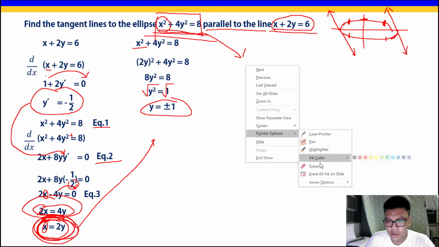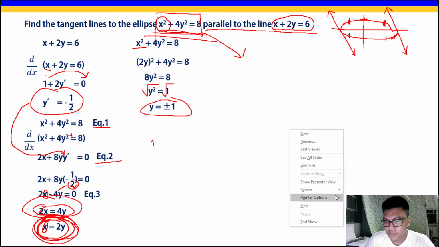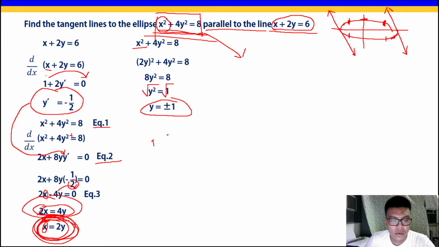Okay. So, bura-bura lang ng konti. So, using if y is equal to 1, hindi pa nakasimplify yung ginamit: 2x minus 4 times 1 is equal to 0. Pero pwedeng x is equal to 2y na lang din. Same lang din. X is equal to 2y ang gamitin natin. Huwag to. Para nakasimplify na. So, x is equal to 2y.